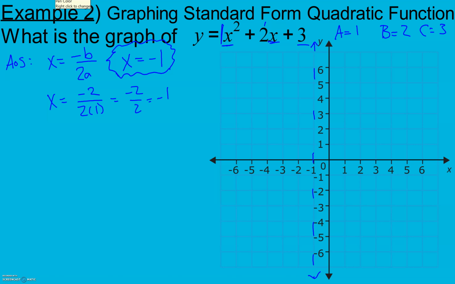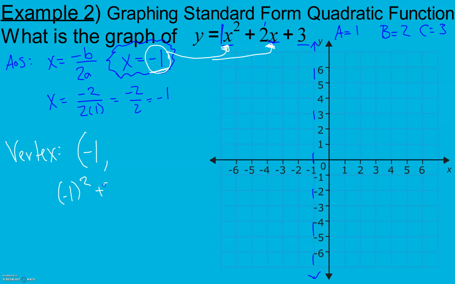So now that I know where my axis of symmetry is, I know that my vertex falls on that axis of symmetry, which means this x value that I got is going to be the x value of my vertex, and I plug it in to find y. So for my vertex, again, it's an ordered pair. My x is always the same as the x for my axis of symmetry. I plug it in to find y. So I take -1 squared plus 2 times -1 plus 3. That gives me 2. So at (-1, 2), I have my first point.